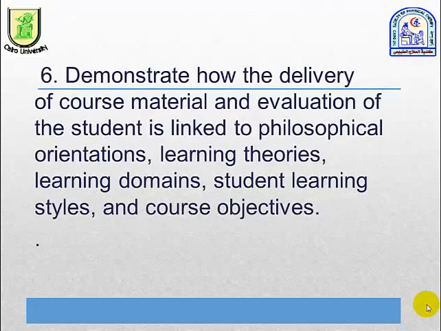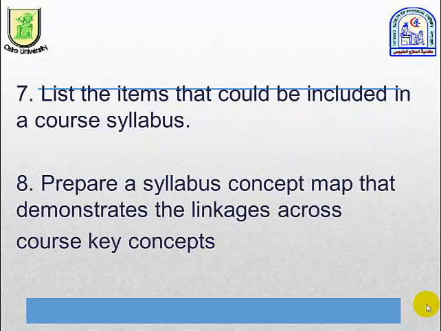Number 6, demonstrate how the delivery of course material and evaluation of the student is linked to philosophical orientations, learning theories, learning domains, students' learning styles, and course objectives. Also, list the items that could be included in a course syllabus and prepare a syllabus concept map that demonstrates the linkage across course key concepts.